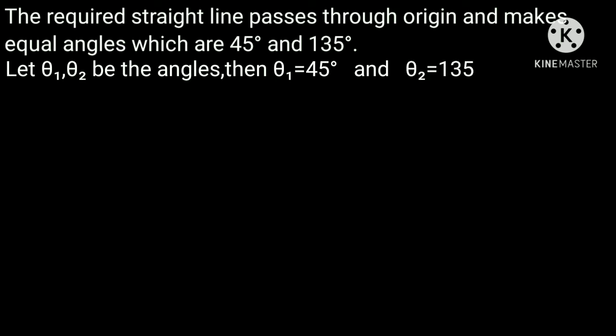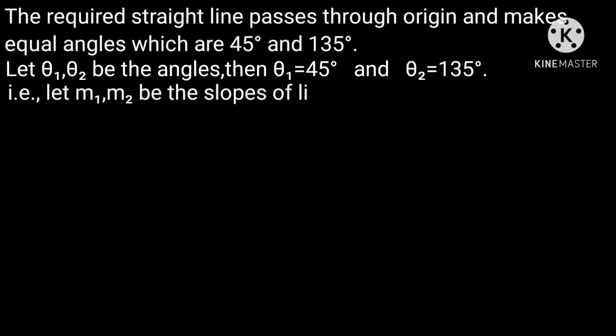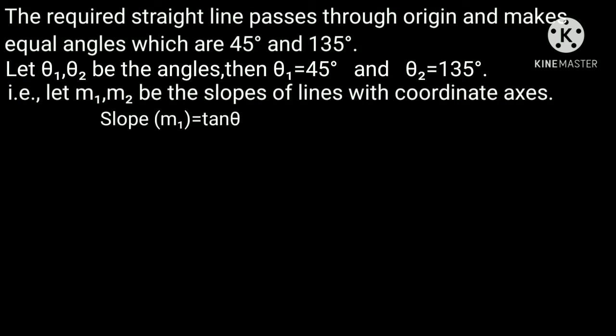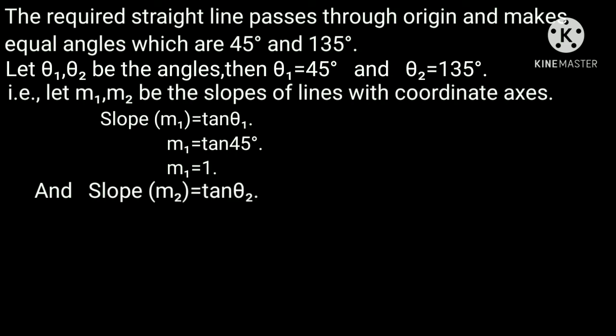We know that by using angle, we have to find slope of the straight line with the axis. That means, let m1, m2 be the slopes of lines with coordinate axis. Then slope m1 equal to tan theta 1. m1 equal to, substitute theta 1 value, then m1 equal to tan 45 degrees. Here apply tan 45 value. Then m1 equal to 1 and slope m2 equal to tan theta 2. Here also substitute theta 2 value. Then m2 equal to tan 135 degrees.